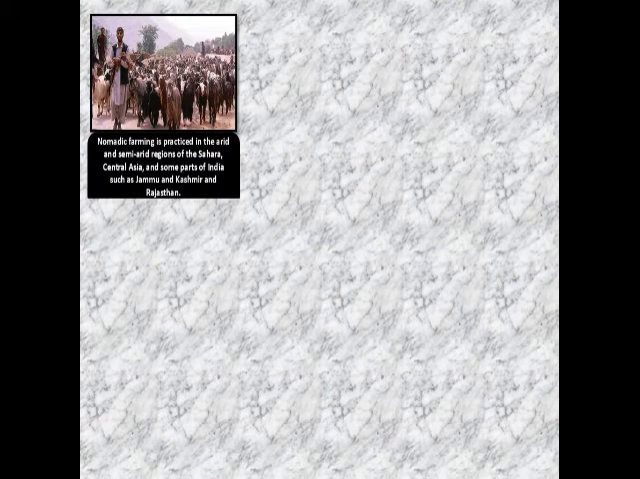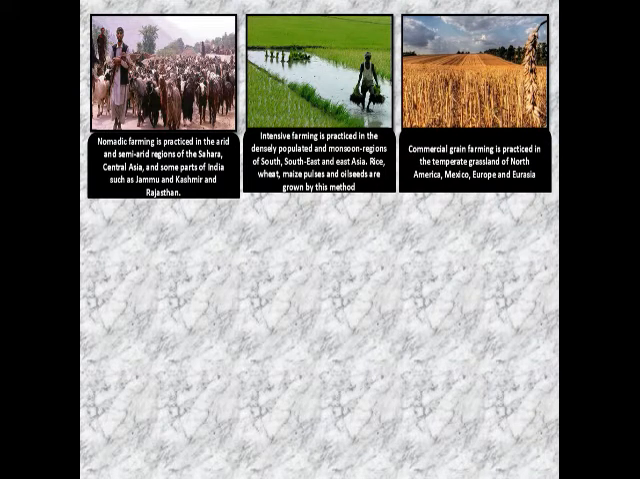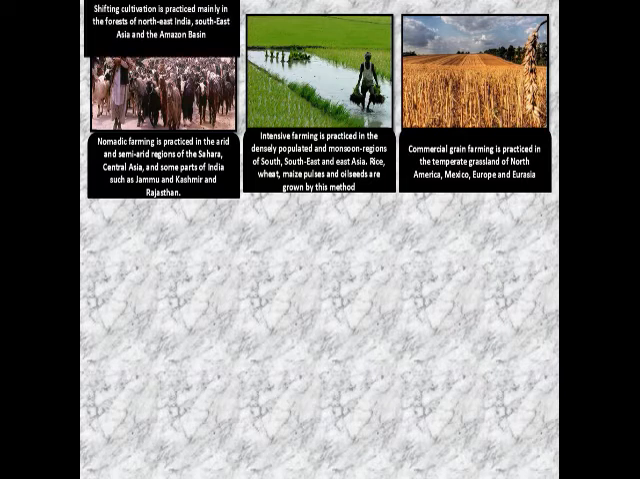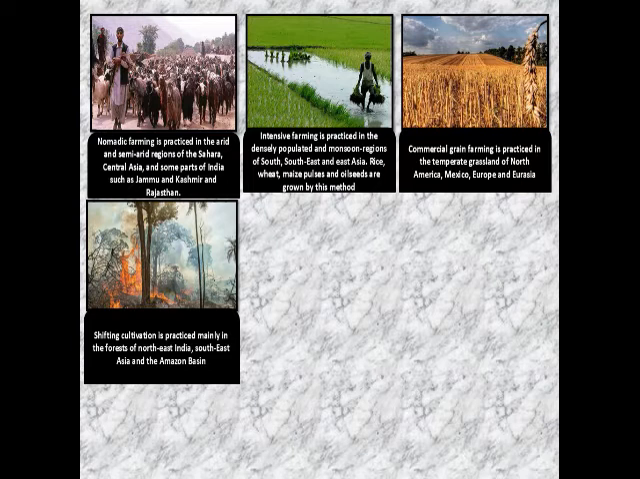Nomadic farming is a practice in the arid and semi-arid regions of the Sahara, Central Asia, and some parts of India such as Jammu, Kashmir, and Rajasthan. Intensive farming is practiced in the densely populated and monsoon regions of South, Southeast, and East Asia. Rice, wheat, maize, pulses, and oil seeds are grown by this method. Commercial grain farming is practiced in the temperate grasslands of North America, Mexico, Europe, and Eurasia. Shifting cultivation is practiced mainly in the forests of Northeast India, Southeast Asia, and the Amazon basin.